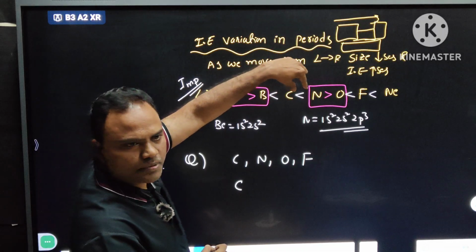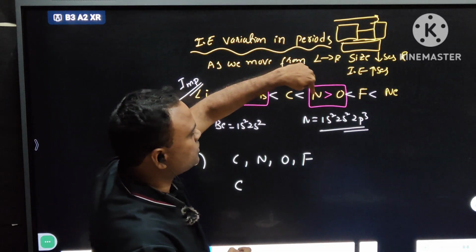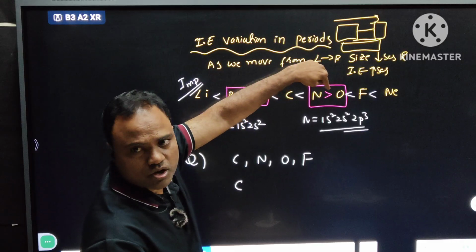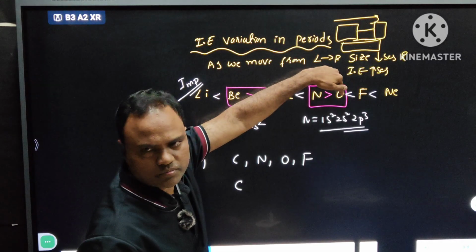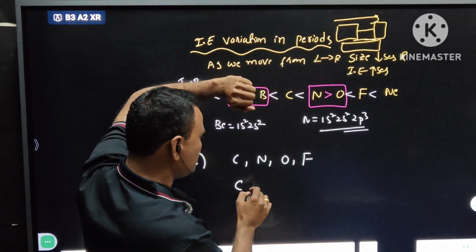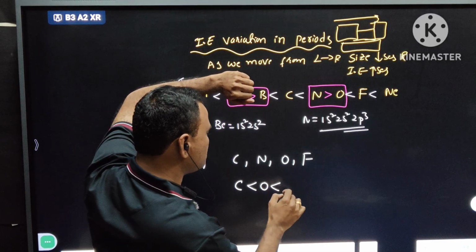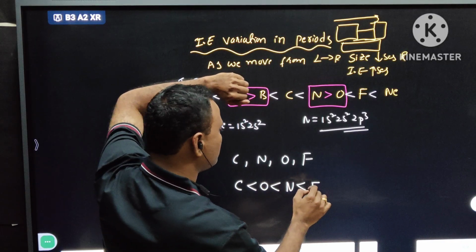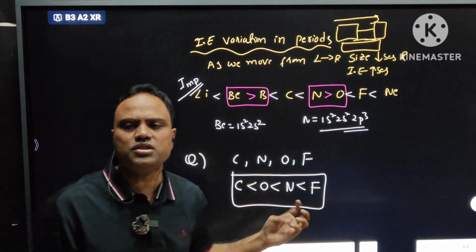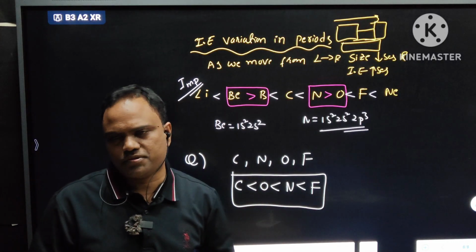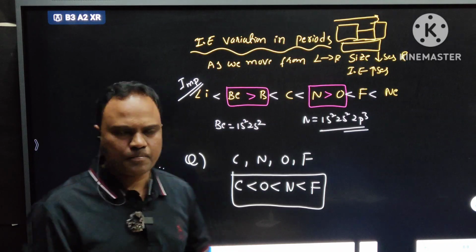Carbon, then oxygen. See here, nitrogen is greater than oxygen, means oxygen is less than nitrogen only. Nitrogen is greater than oxygen means oxygen is less than nitrogen. Carbon is less than oxygen is less than nitrogen is less than fluorine. Very important. Frequently we will get these 4 elements or atoms. Okay.